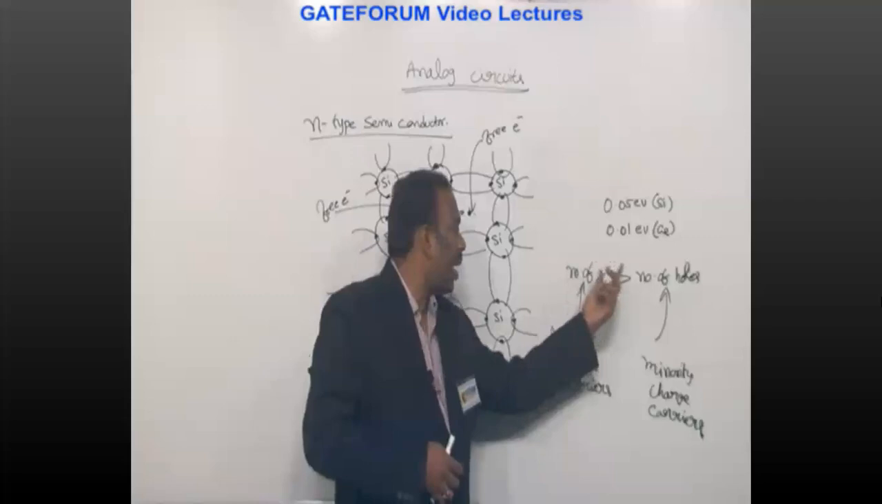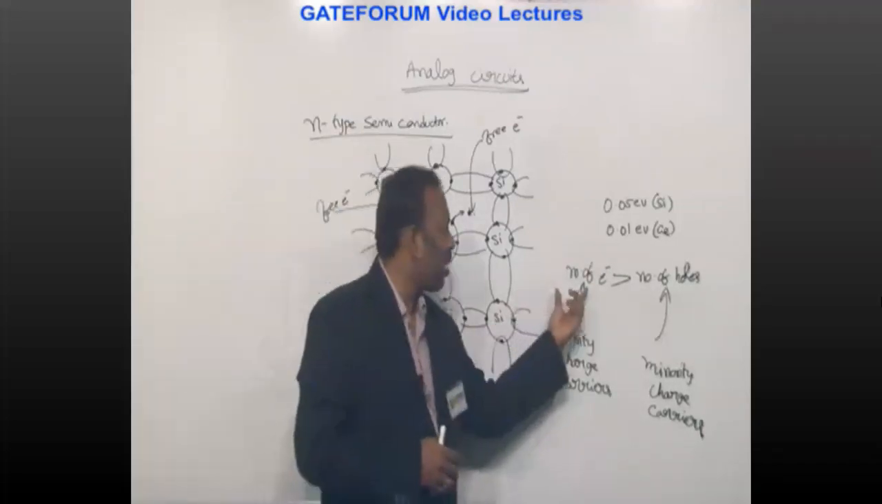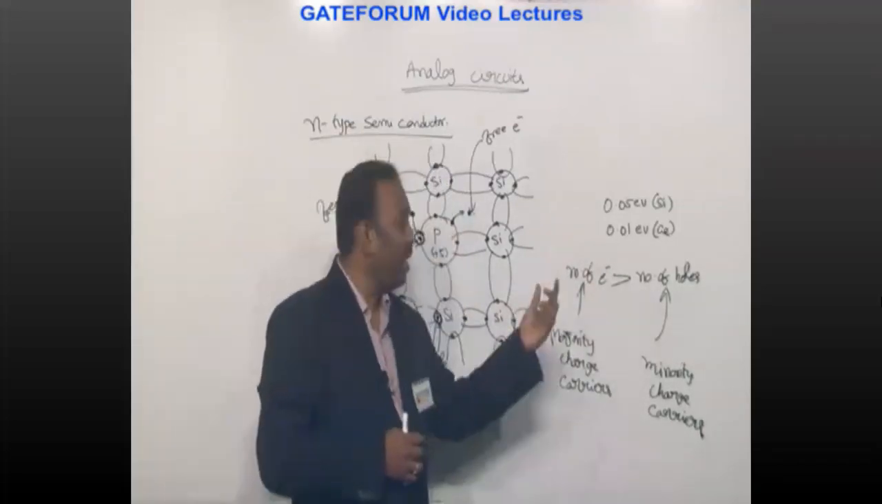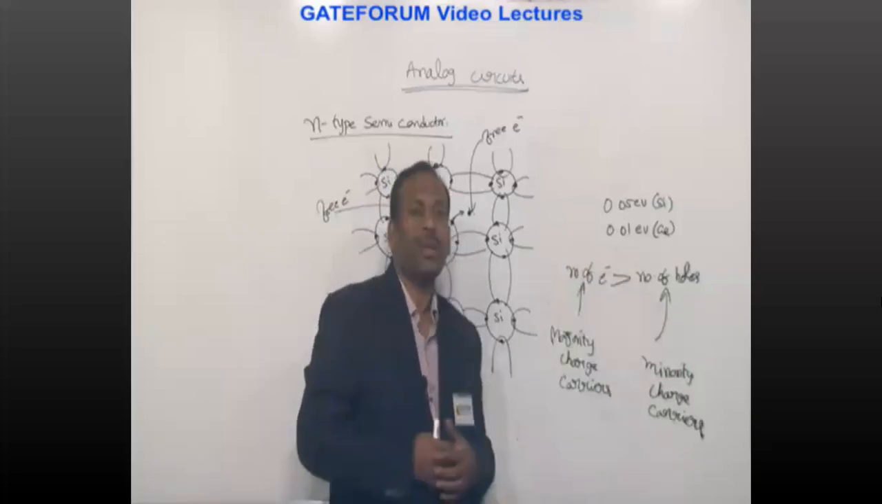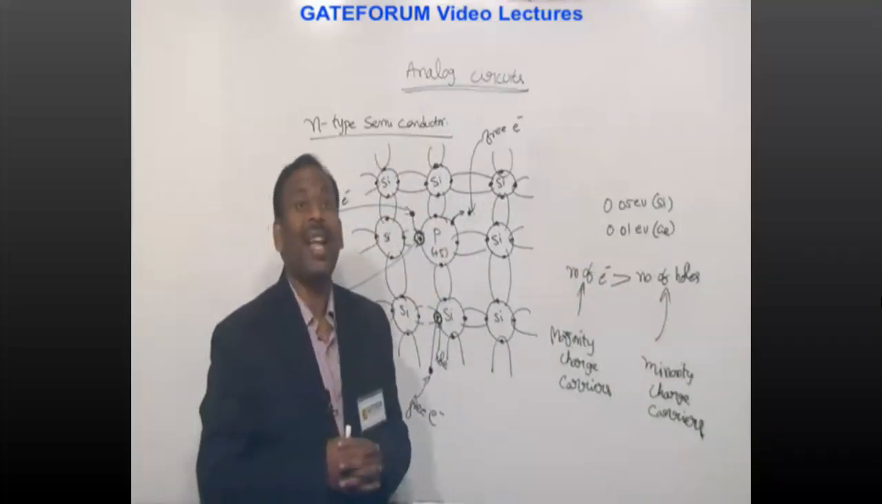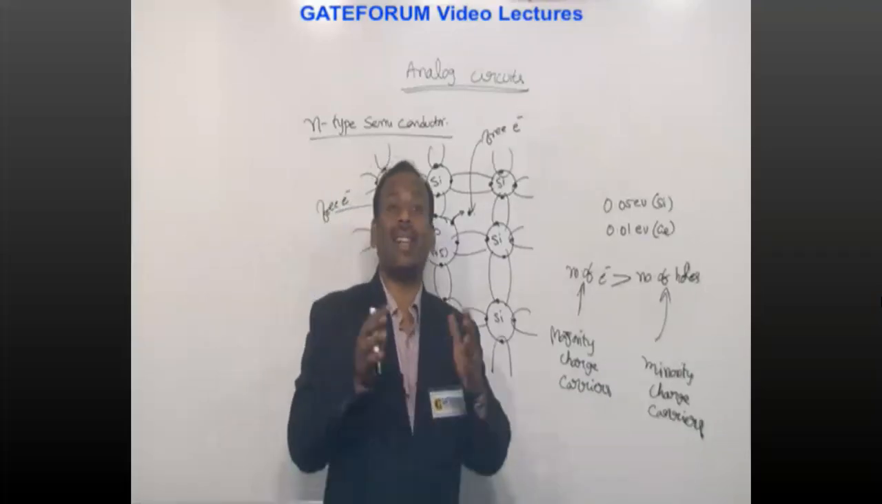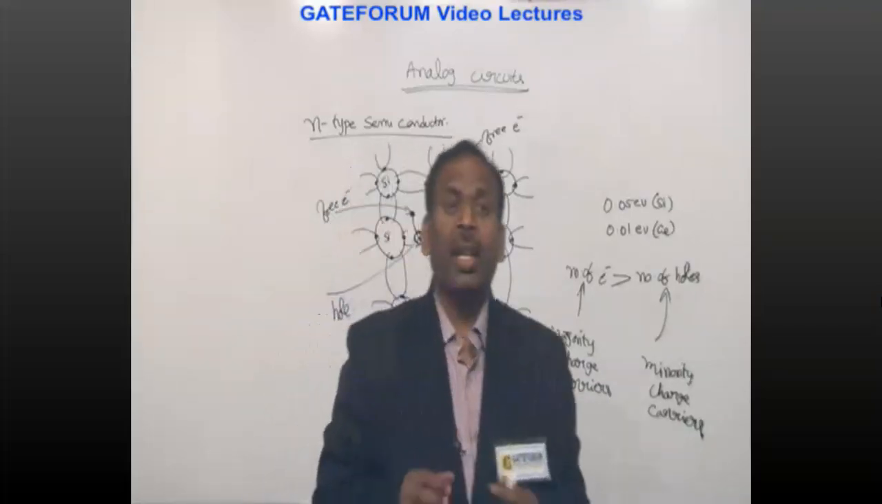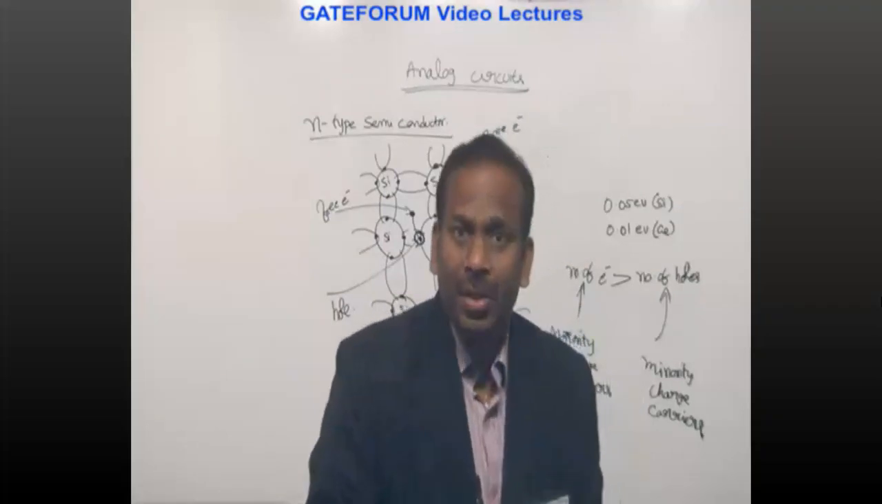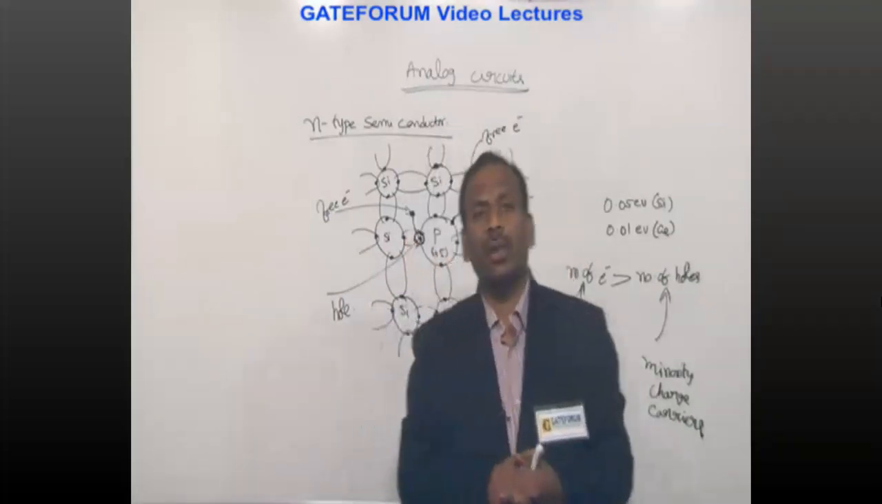Electrons have negative charge, holes have positive charge. The number of electrons is more than the number of holes. That means more negative charge compared to positive charge. Therefore, is an n-type semiconductor electrically negative or not? No. It is electrically neutral. An n-type semiconductor is also electrically neutral. How are we going to say it's electrically neutral?